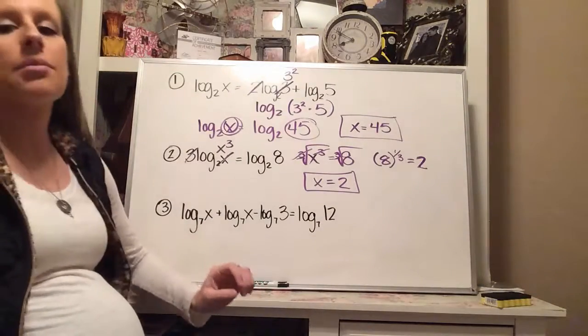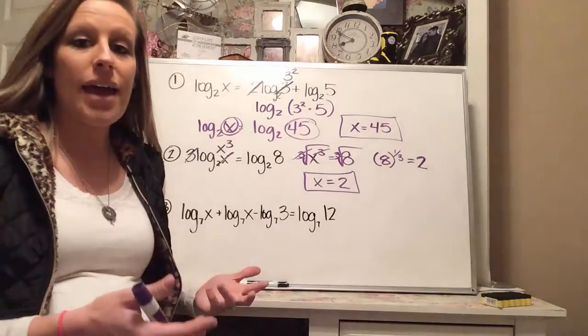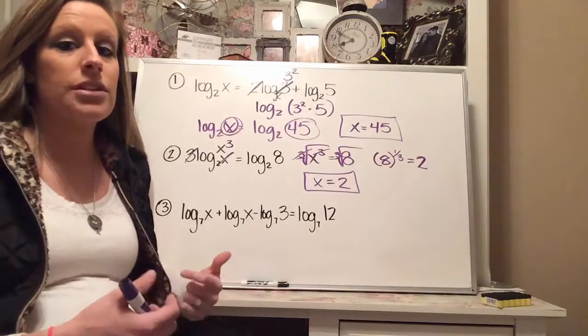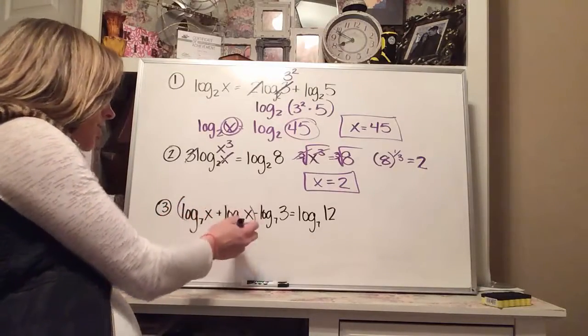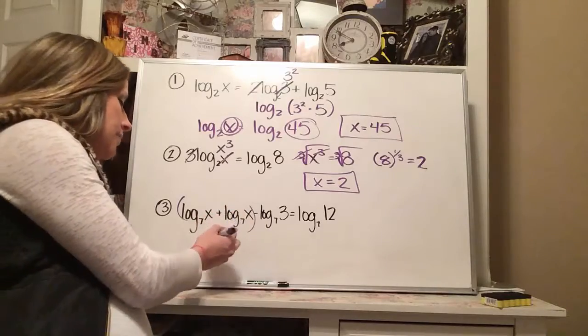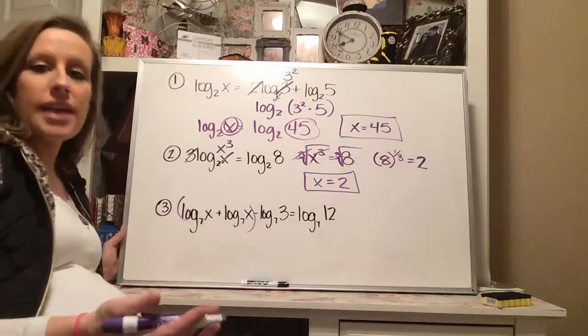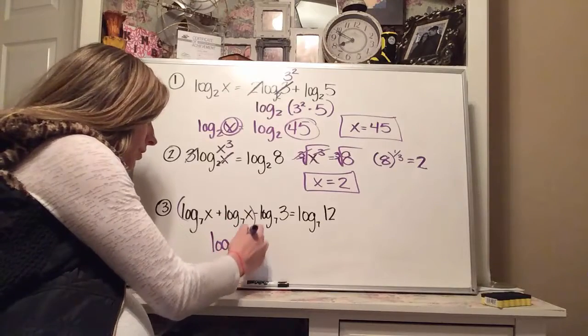Alright, so next thing I'm going to look at is if I'm adding 2 logs. If I'm adding 2 logs, that means I'm going to be multiplying them. So these first 2 that are adding, I'm actually going to be multiplying x times x. Okay, so what is x times x? It's x squared.